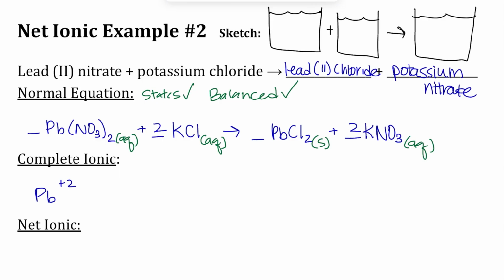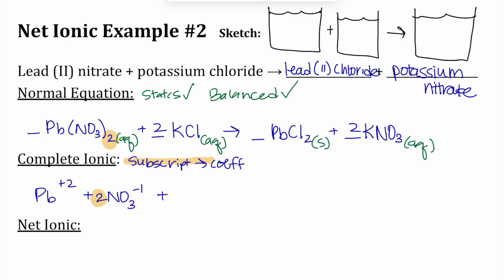So I've got my Pb+2 plus I've got my NO3-1, but I have 2 of those. And so with any of these, your subscript is going to become a coefficient now, because we're listing those separately, so that subscript of 2 is now going to become a coefficient. So we're going to have 2 NO3-1s.